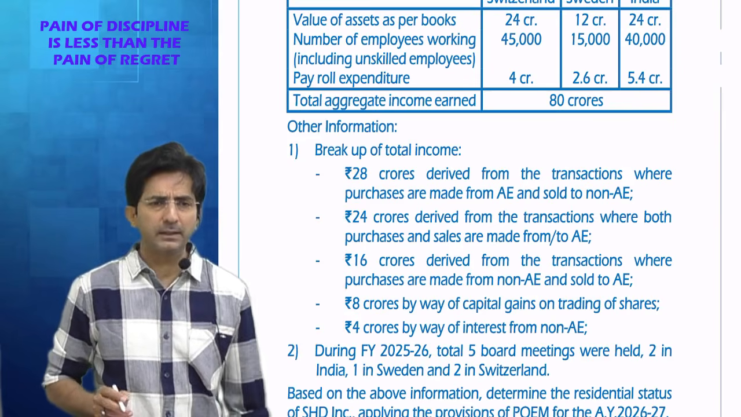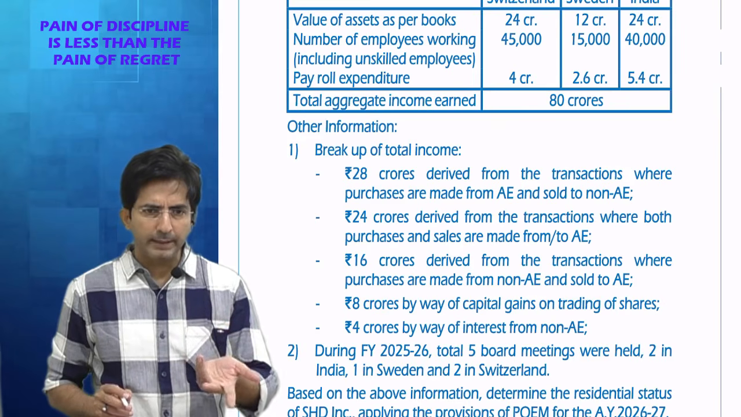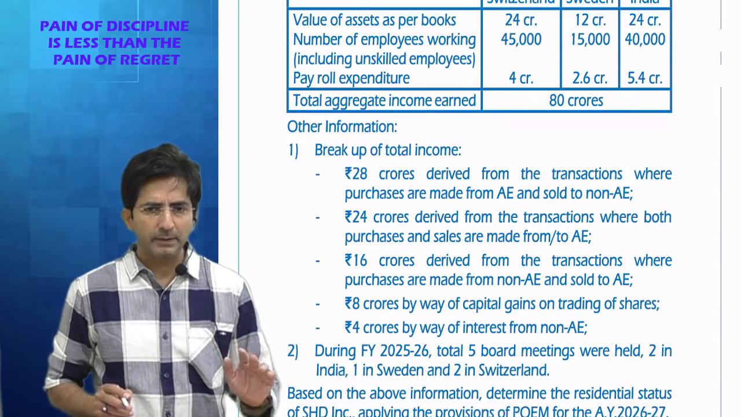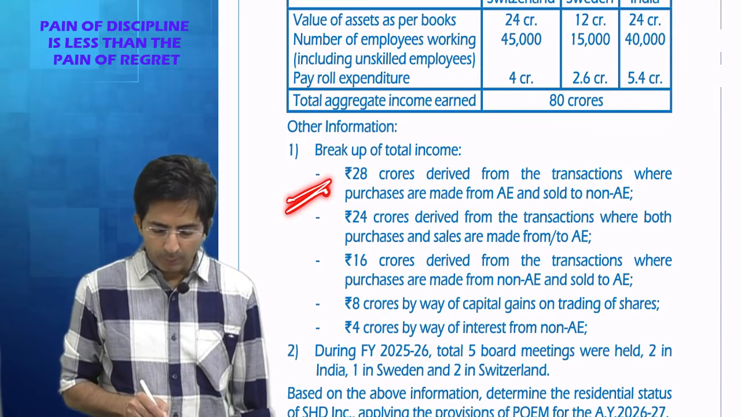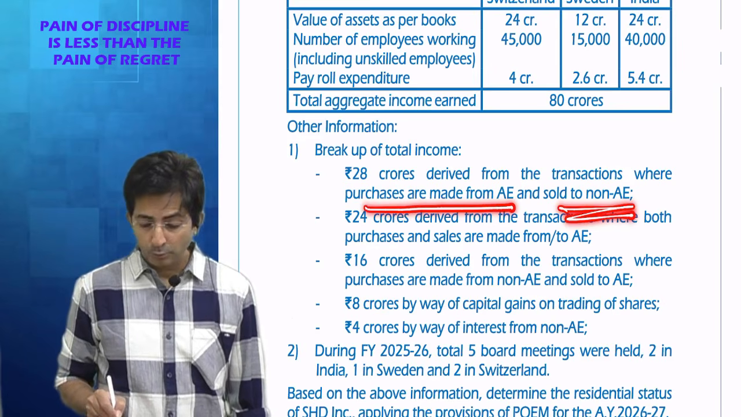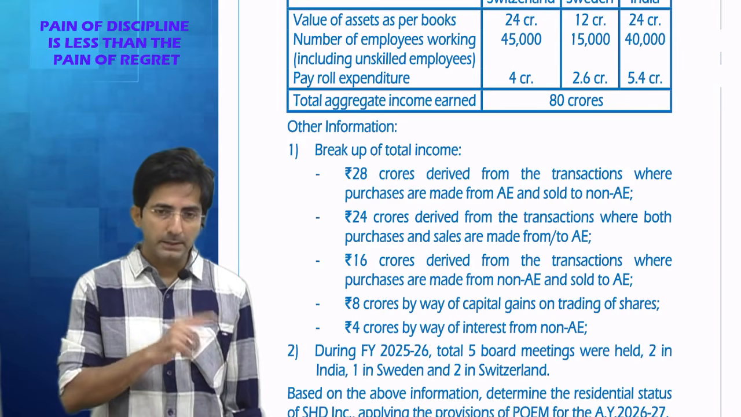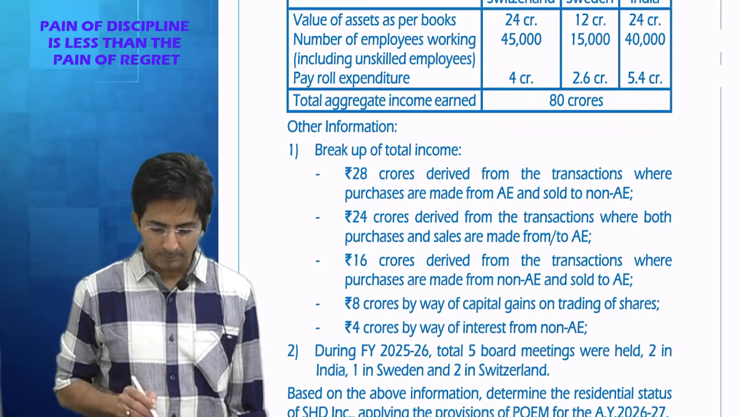What is the meaning of passive income? Purchase of goods from AE and sold to AE. It is between AE only, purchase and sale is happening, then passive. Interest, dividend, rent, royalty, capital gain, they are passive. So check one by one. First point is 28 crores income was derived from transactions where purchase was from AE, but sale is to non-AE. So non-AE means it becomes active income. To call it passive, purchase and sale both should be with AE. So this is not passive, this is active income.